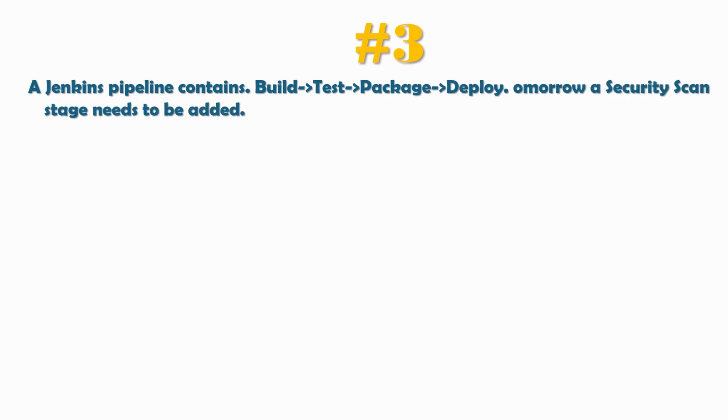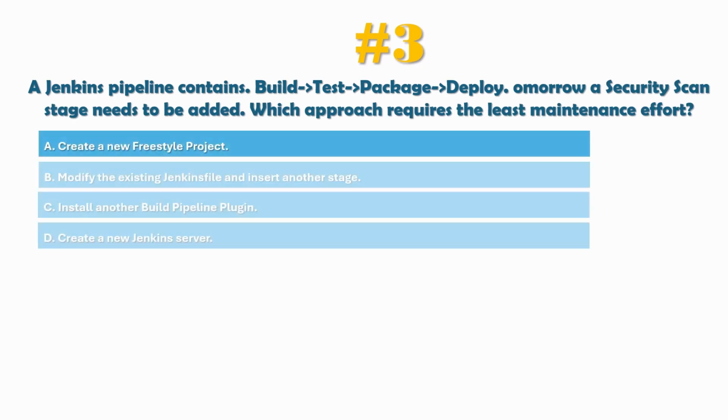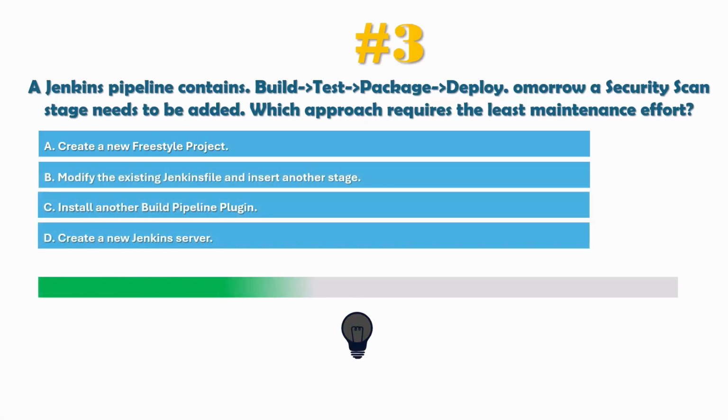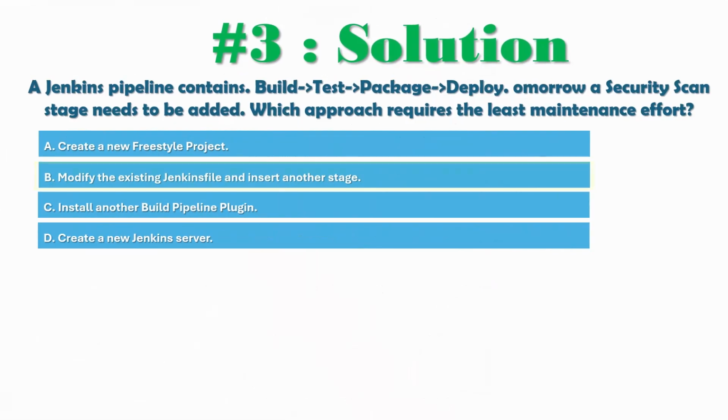Jenkins pipeline contains build, test, package, and deploy stages. Tomorrow a security scan stage needs to be added. Which approach requires the least maintenance effort? The correct answer is B. Modify the existing Jenkinsfile and insert another stage.